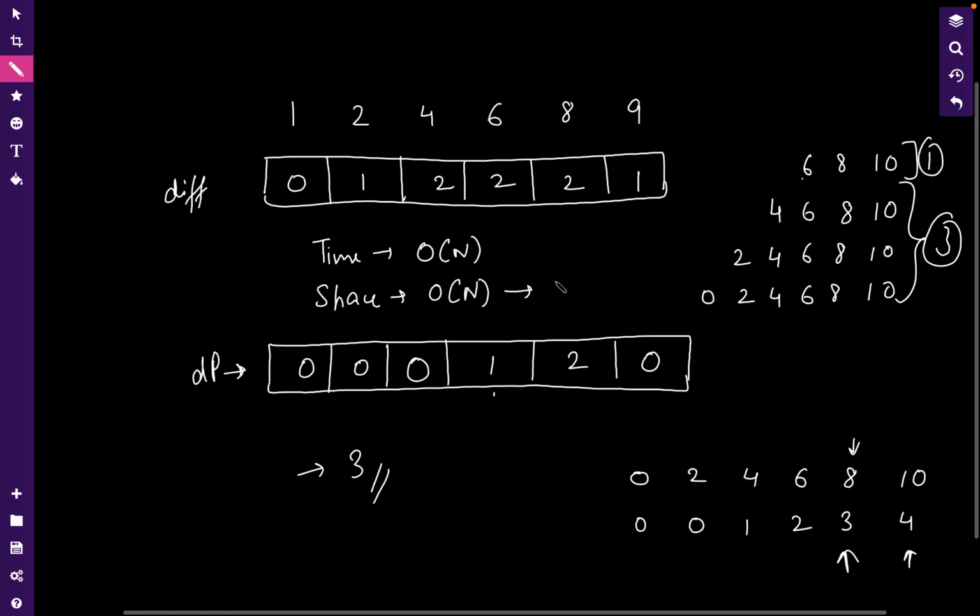But this space complexity can be reduced to O of 1. This is O of n because we are using this DP array. But in case we need to reduce it to O of 1, then what we shall do is simply keep a variable and store the previous answer value in that. And at the same time, we will just keep on adding that answer to it. Hence, this is how we can reduce it to O of 1.